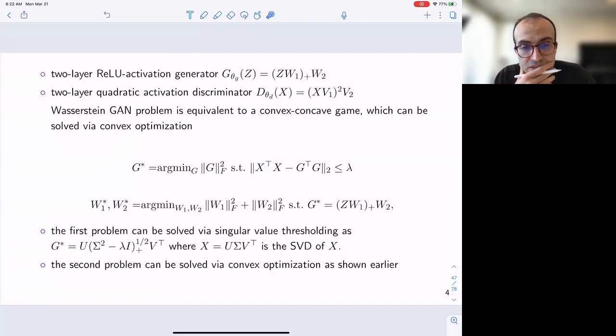So here we can actually take a 2-layer generator, 2-layer discriminator model, specifically with ReLU generators and quadratic activation discriminators. And we can solve this case exactly to global optimality with convex programming. And turns out the generator problem has a closed form solution and the discriminator problem is given by a convex program.